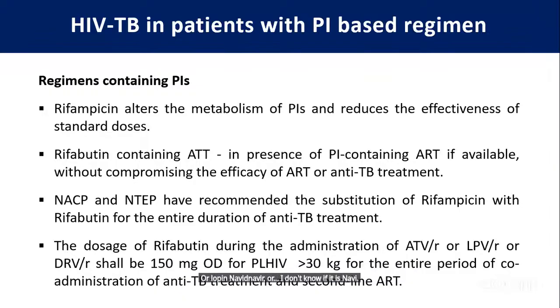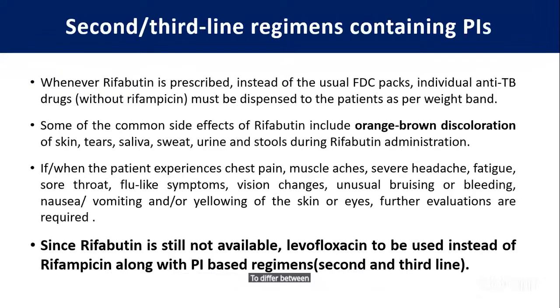For PLHIV weighing more than 30 kg. But unfortunately, rifabutin is very difficult to procure these days. So when rifabutin is prescribed, instead of usual FDC packs, individual anti-TB drugs, that means loose drugs without rifampicin, must be dispensed to the patients as per weight band.